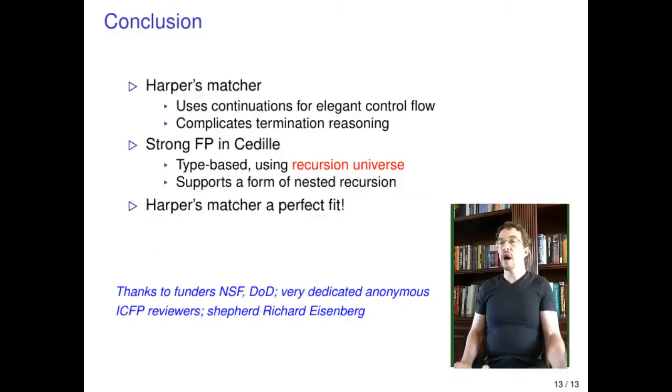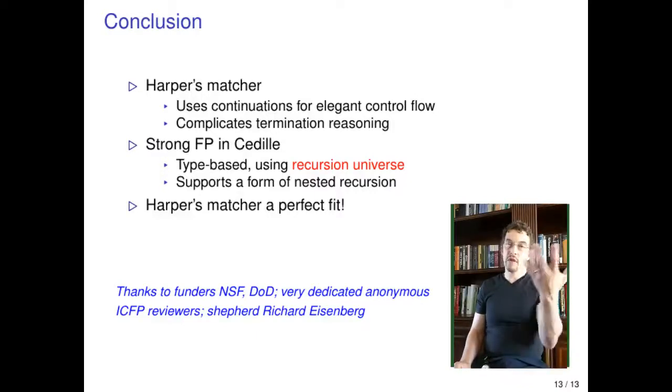Okay, so to conclude, we talked about Harper's regular expression matcher, which uses continuations for a very elegant control flow that leads to complications for termination reasoning. And we saw a solution now using strong functional programming in Cedille. It's type-based. There's no fancy extra additions beyond regular types of functional programming. No dependent types, nothing like that, even though Cedille does support those separately. So we use this idea of a recursion universe that gives you a form of type-based nested paramorphic recursion.